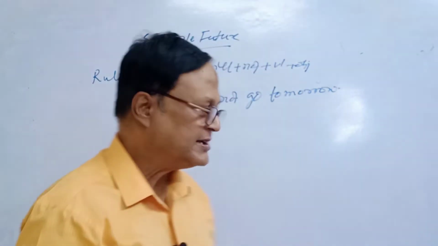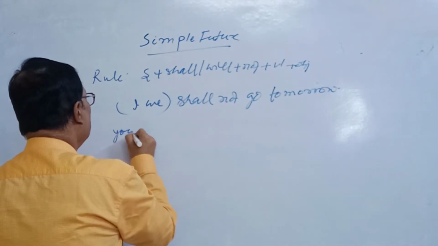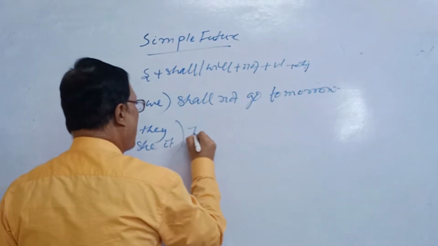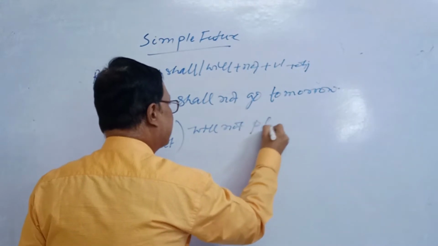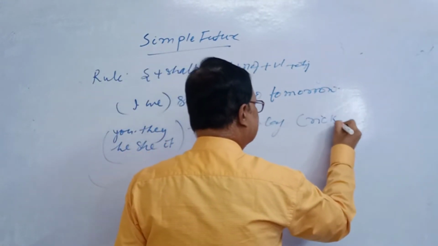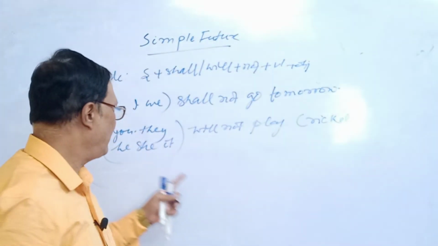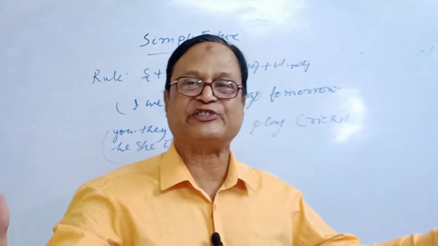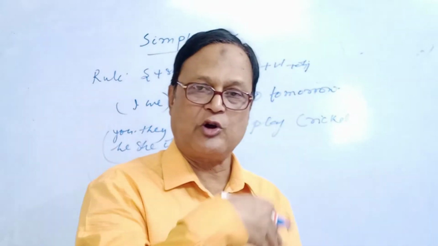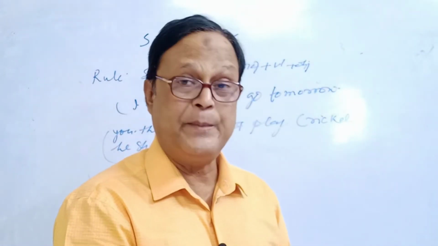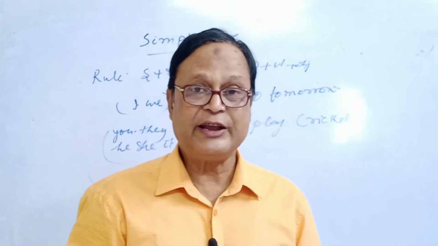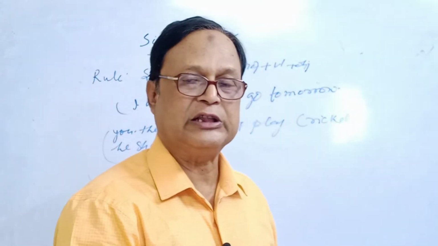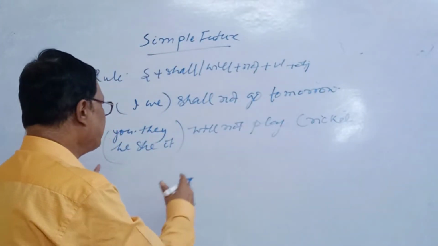He, she, it, Ram, all subjects, you, they, he, she, it: all subjects will take will not play cricket. हम क्रिकेट नहीं खेलेंगे. वे तुम नहीं खेलोगे. दे नहीं खेलेंगे. He will not play. He will not go. He will not sing. She will not read. She will not talk. She will not give me my money. She will not talk with me. Like this, you can use not in the negative sentence. Now, it is completed over here.